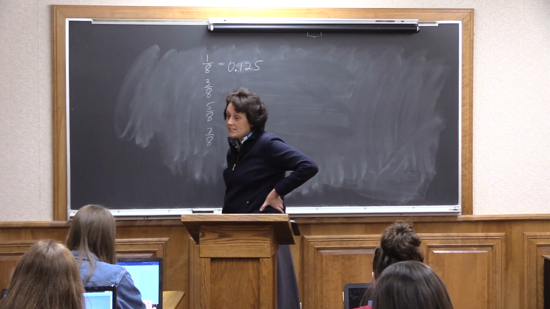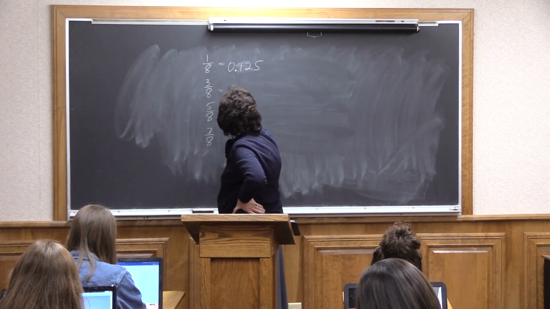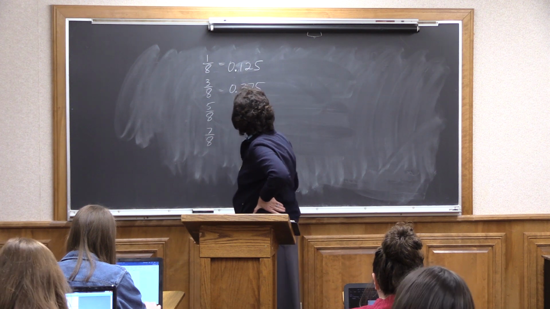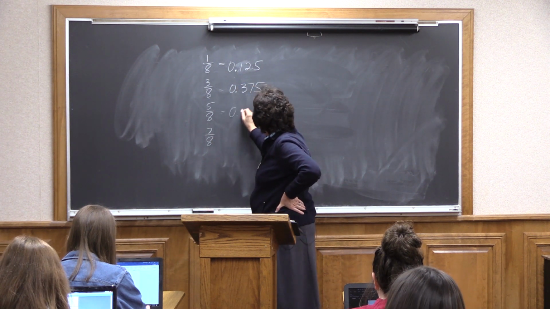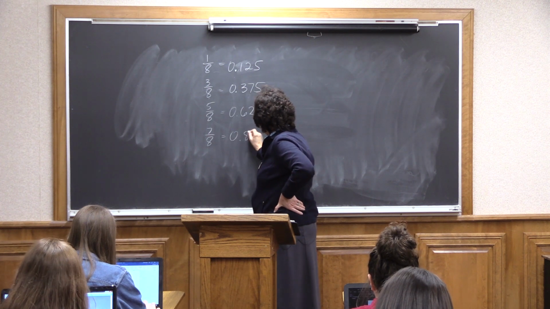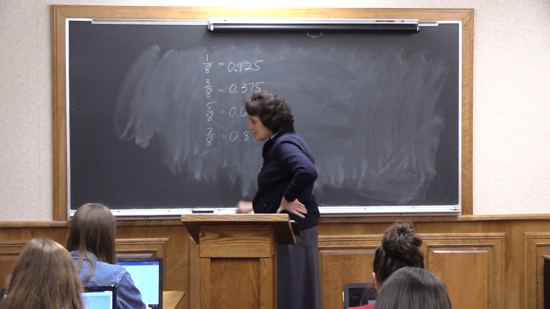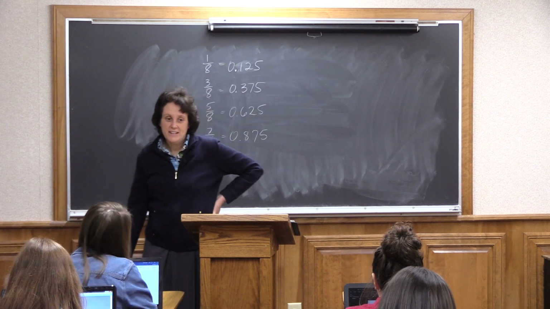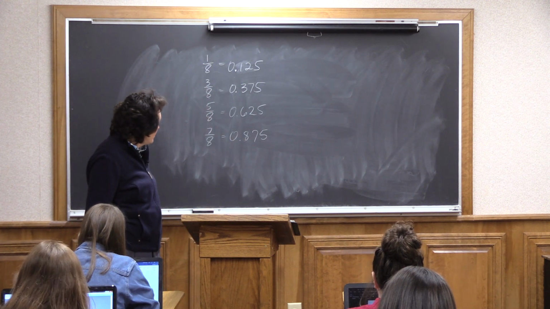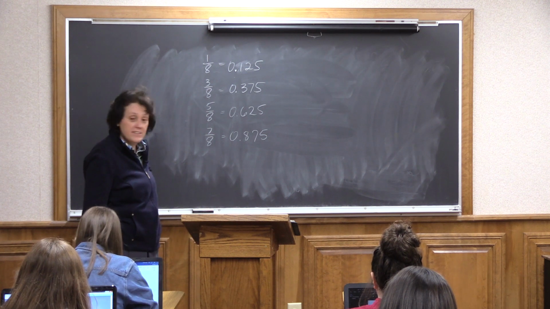When we divide 8 into 3, we're going to get 0.375. Here the pattern is not very good. It is 3 digits always, and it alternates 25, 35 or 25, 75, 25, 75.